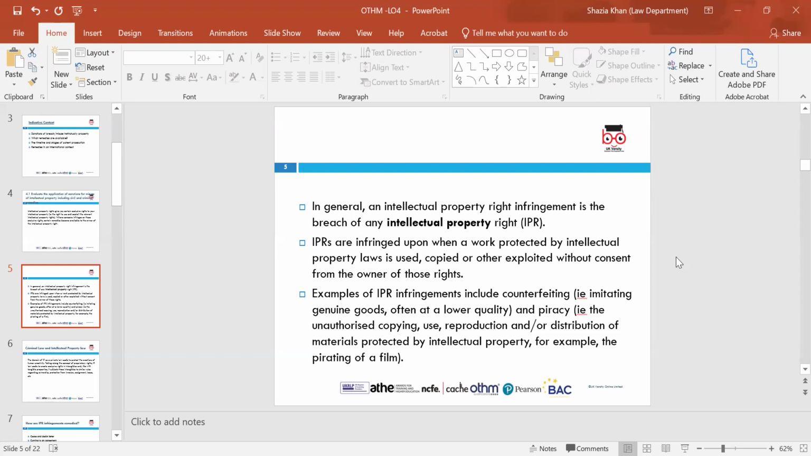An example of intellectual property infringement, another one, includes counterfeiting, so imitating genuine goods, often at a lower quality. And piracy, that's a big one. It's the unauthorized copying, use, reproduction and distribution of materials protected by intellectual property, for example, pirating a film. These are really important in regards to that. So we've got intellectual property rights, which is IPR, which is referred to there, and then we have intellectual property, which is IP, so you don't get confused.